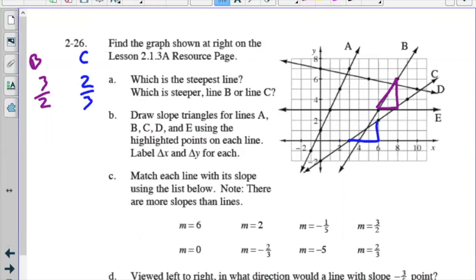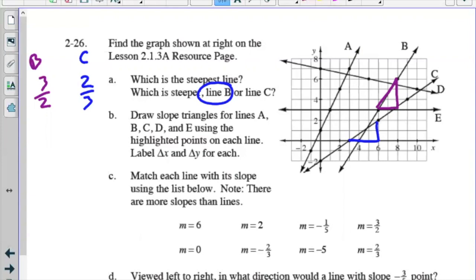If I know that 3/2 is greater than 2/3, we would know that line B has the steeper slope. It also makes sense because B is going up faster than C is, if we look at the lines there.